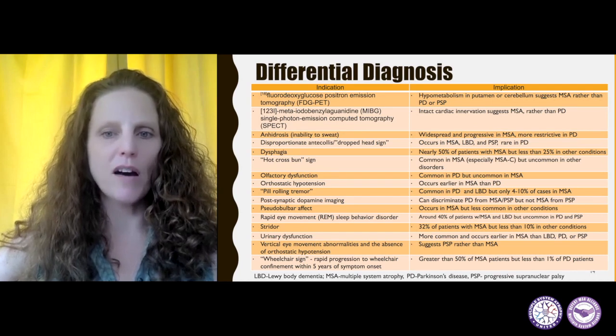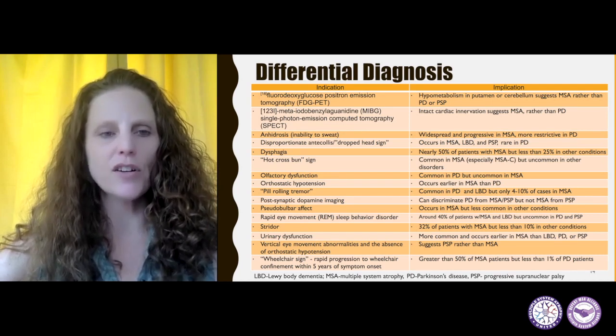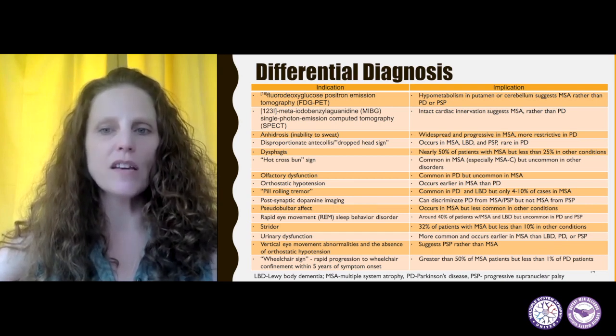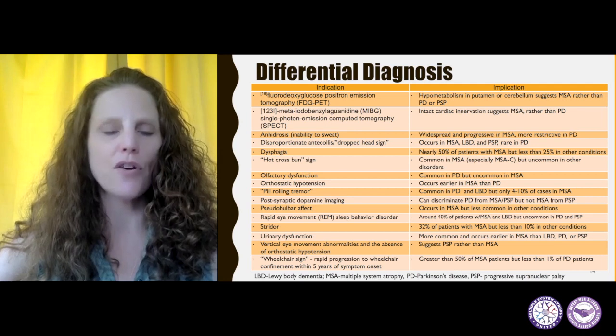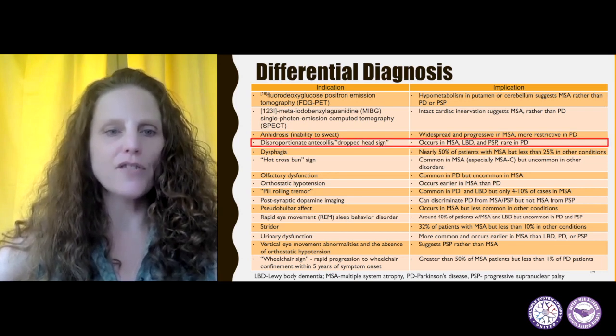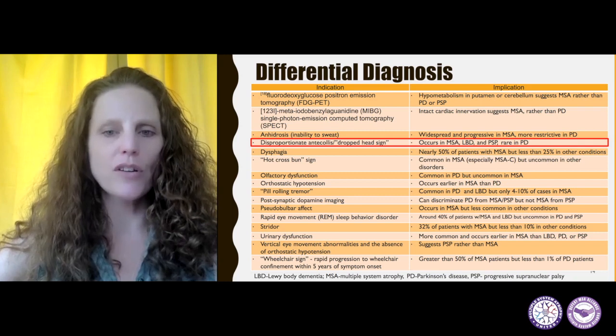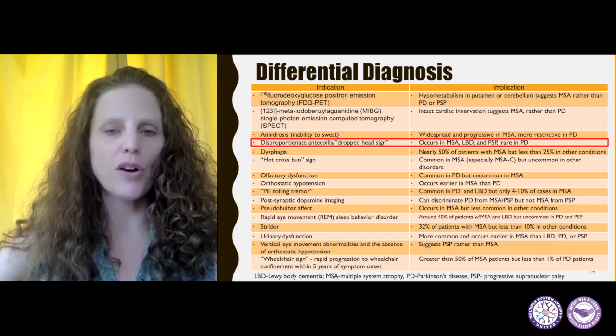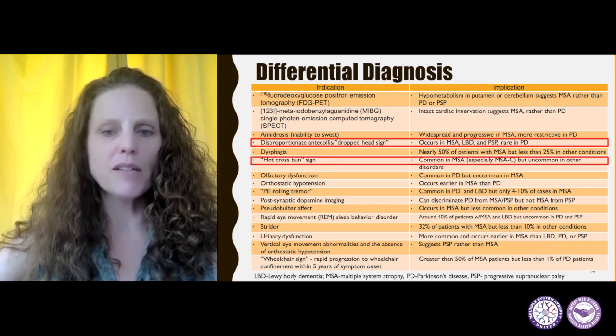This table is by no means comprehensive, but it shows some factors to consider when attempting to differentiate MSA from Lewy body dementia, Parkinson's disease, and progressive supranuclear palsy, also called PSP, the 3 most common misdiagnoses for patients with MSA. Notice that 2 of our red flags are listed here. Disproportionate antecollis, or dropped head sign, occurs in Lewy body dementia and PSP as well, but is rare in Parkinson's disease. And the hot cross bun sign is common in MSA, especially MSA-C, but is not entirely absent in other disorders.